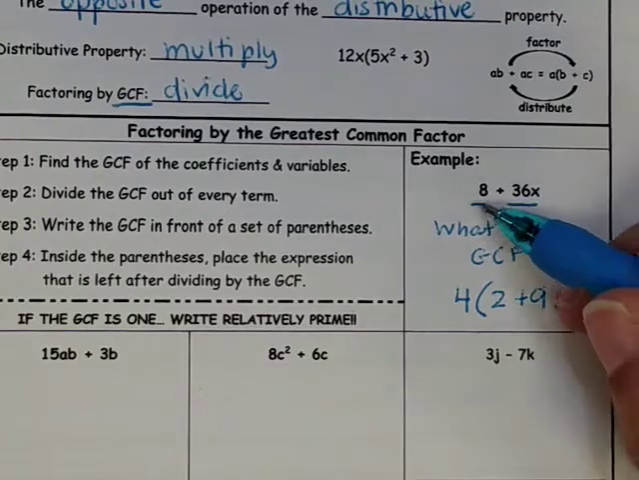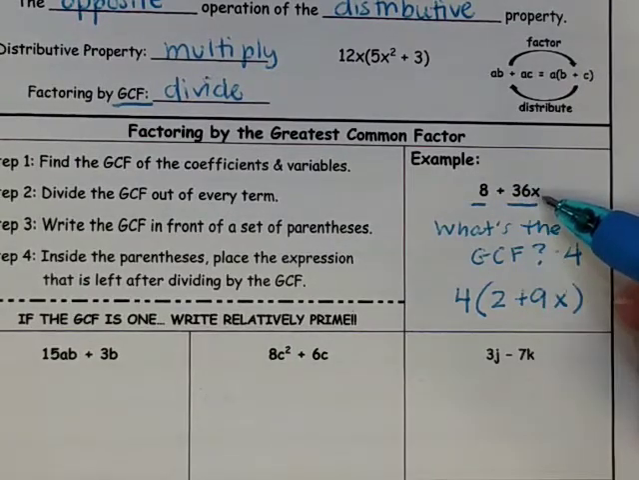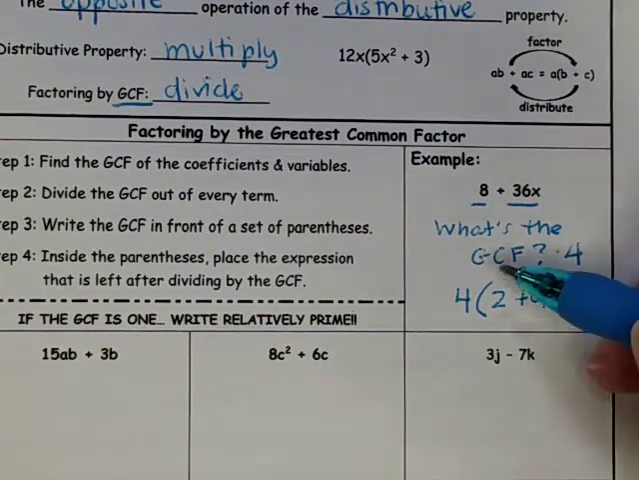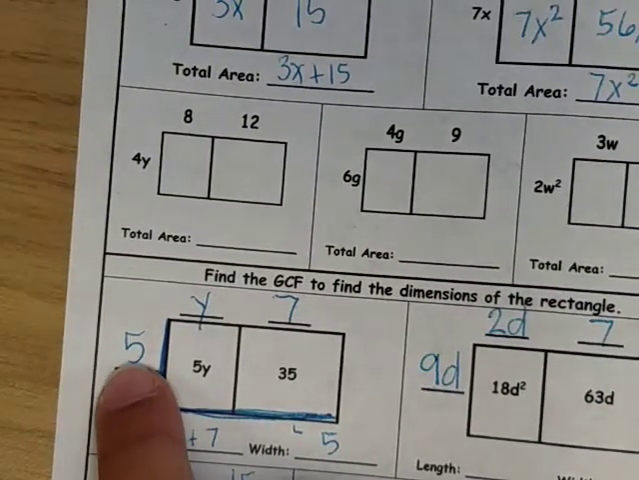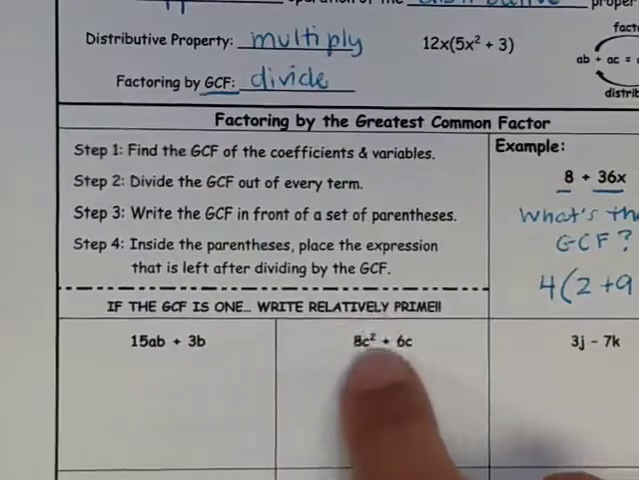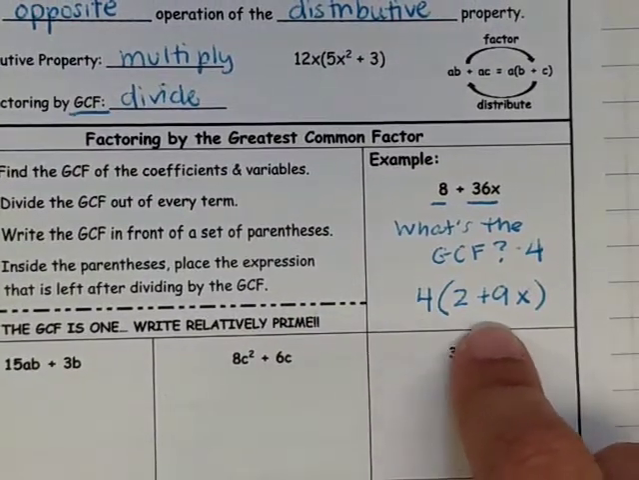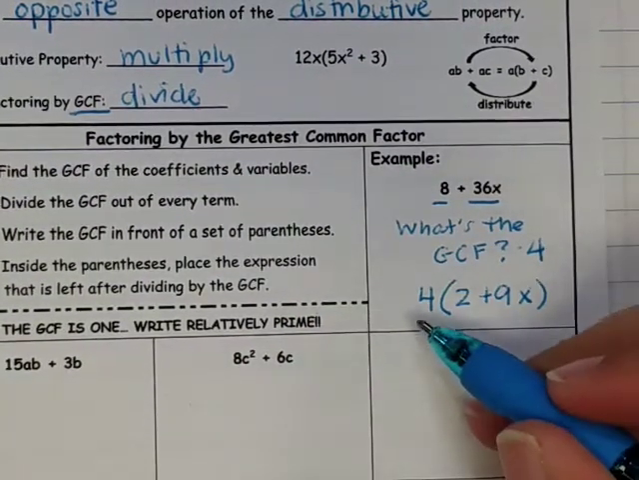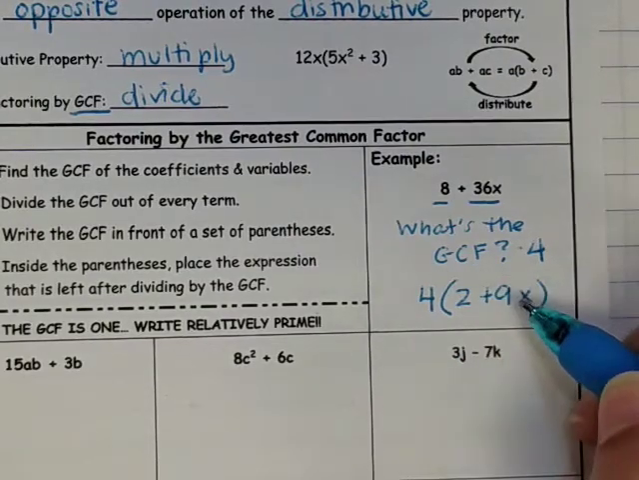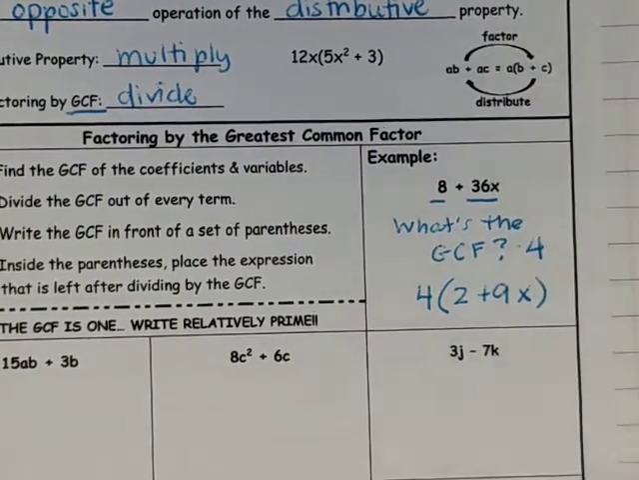So this first one, 8 plus 36x, what is their GCF? 4. So take a 4 out, just like we did over here where we took the GCF out. And then whatever is left goes on the inside, you can just check it. 4 times 2 is 8, and 4 times 9x is 36x.